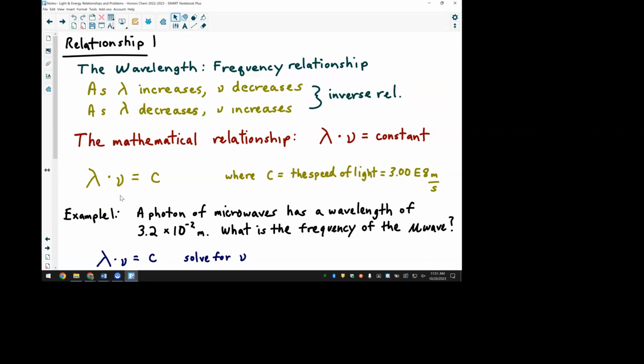In a way, it kind of makes sense, though, because if you remember, the units of wavelength are, let's say, meters, right? And the units of frequency are per second. So if you're taking meters and multiplying them by per second, or 1 over seconds, you're going to get a unit, because nothing cancels, of meters per second. And it turns out that is the speed of light.